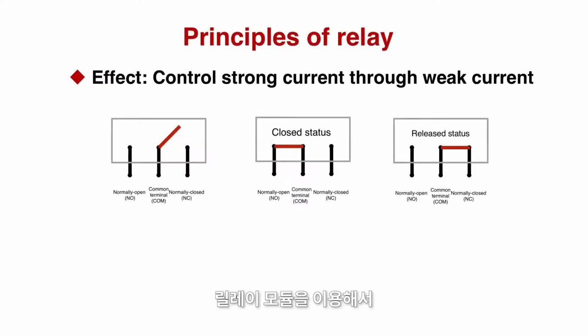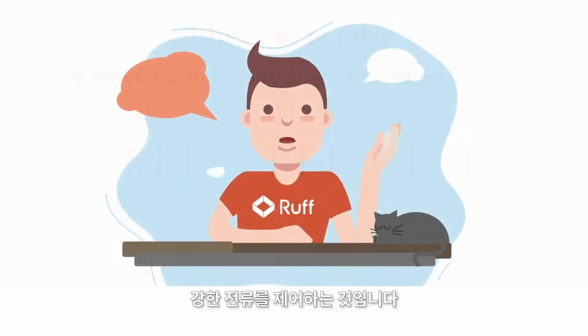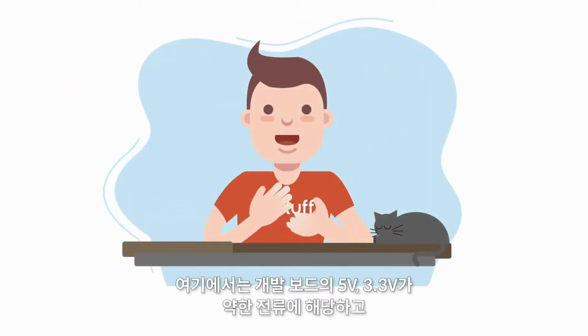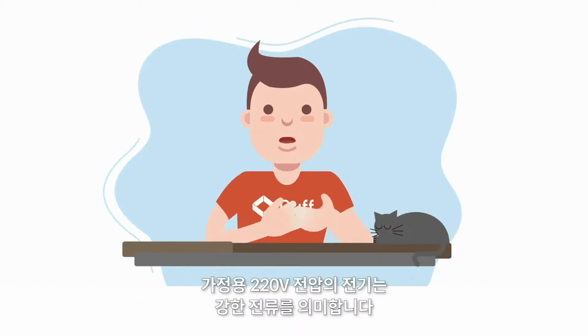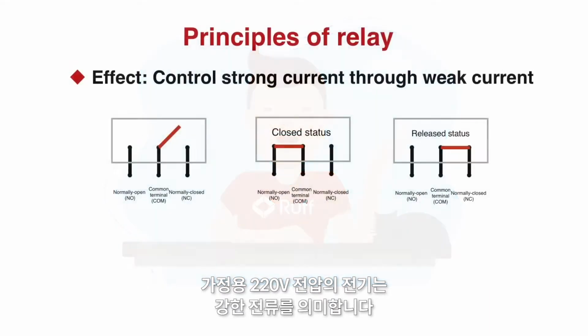To realize the smart light, in fact, the most crucial part for us is to control this electric light with the relay. As for the relay control, one of its capacities is to control strong current through weak current. A weak current, here we mean the 5 volts or 3.3 volts on our development board. And a strong current here means our domestic purpose 220 volts in China.